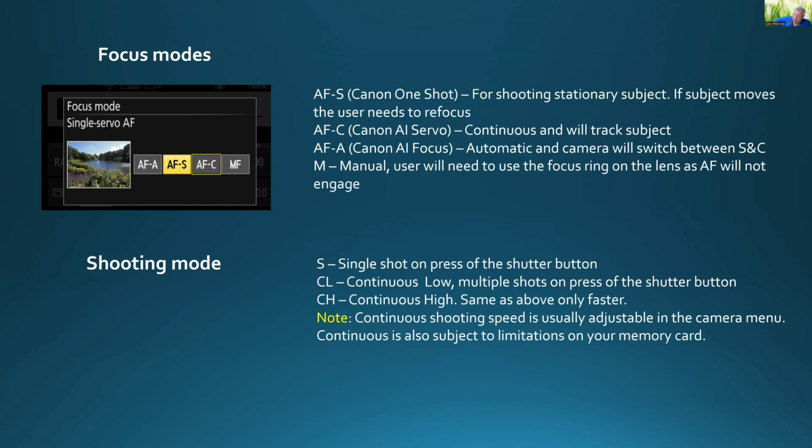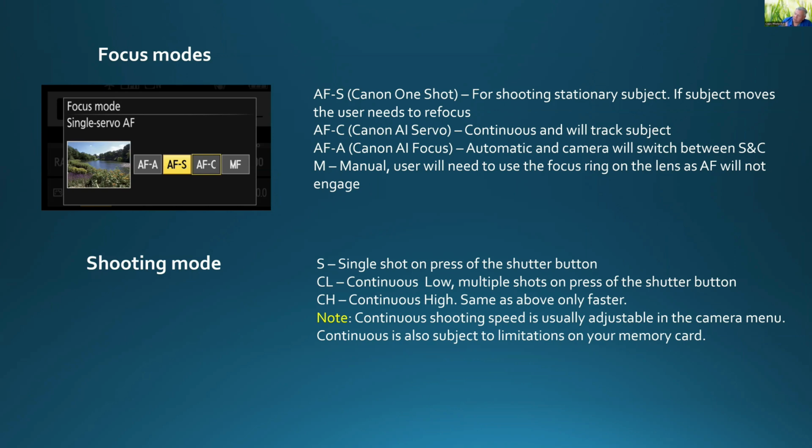The M or MF is manual focus. So if you've got an autofocus lens, say the standard kit lens, which I think is an 18 to 55, you can use that lens as a manual focus lens by putting it into MF, and then you just use the focus ring on the lens. So again, I think I've explained the bottom part of that as well.